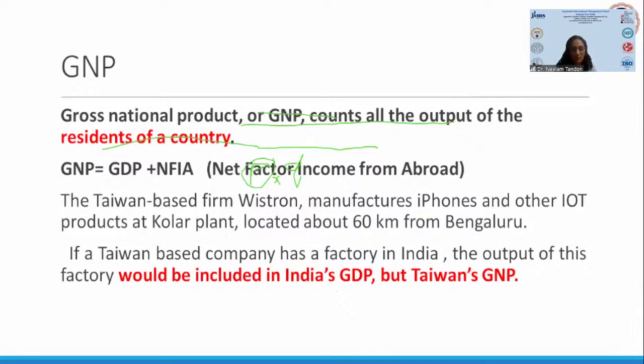Sometimes this is also a very interesting question: is it possible that GNP of the country is less than GDP of the country? The answer will be yes, in case net factor income from abroad is negative. What it means is that what you pay to the rest of the world is more than what you get from the rest of the world. Factor income, you understand, is rent, interest, wages, and profit.